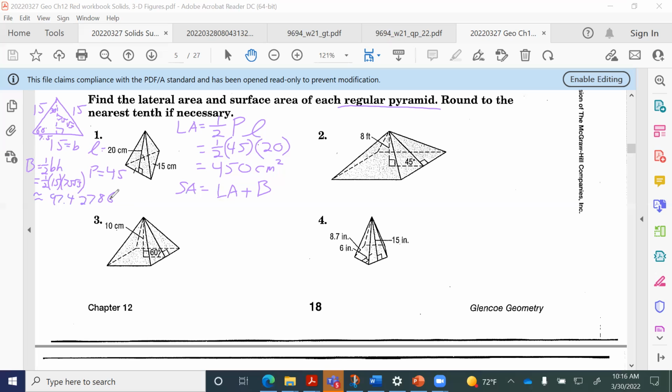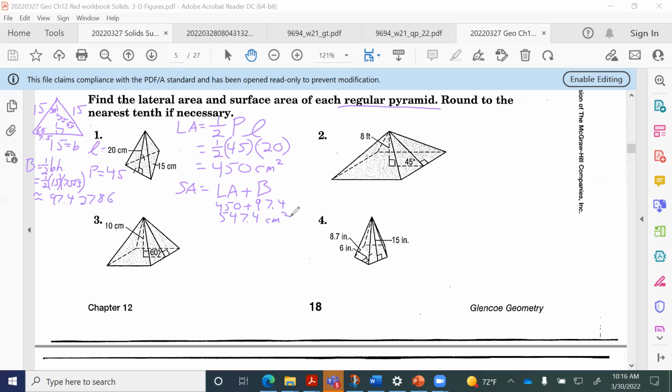We have lateral area was 450. The base area, which we just found, 97.4. So our total here, that's our surface area, 547.4. And yes, it's in square centimeters.